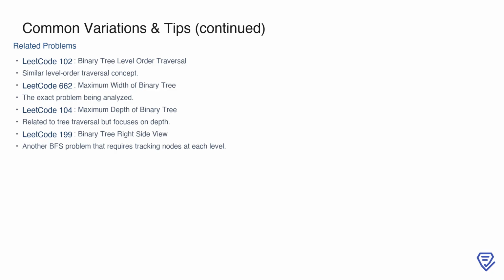This problem also connects to several related problems that are worth exploring. For example, LeetCode 102, binary tree level order traversal, involves a similar level order traversal concept, making it a great practice problem. Naturally, this problem itself, LeetCode 662, specifically focuses on calculating the maximum width of the binary tree. Another related problem is LeetCode 104, maximum depth of binary tree, which shifts the focus to determining the depth of a tree rather than its width. Finally, LeetCode 199, binary tree right-side view, presents another BFS challenge that requires tracking nodes at each level, giving you more practice with similar traversal techniques.